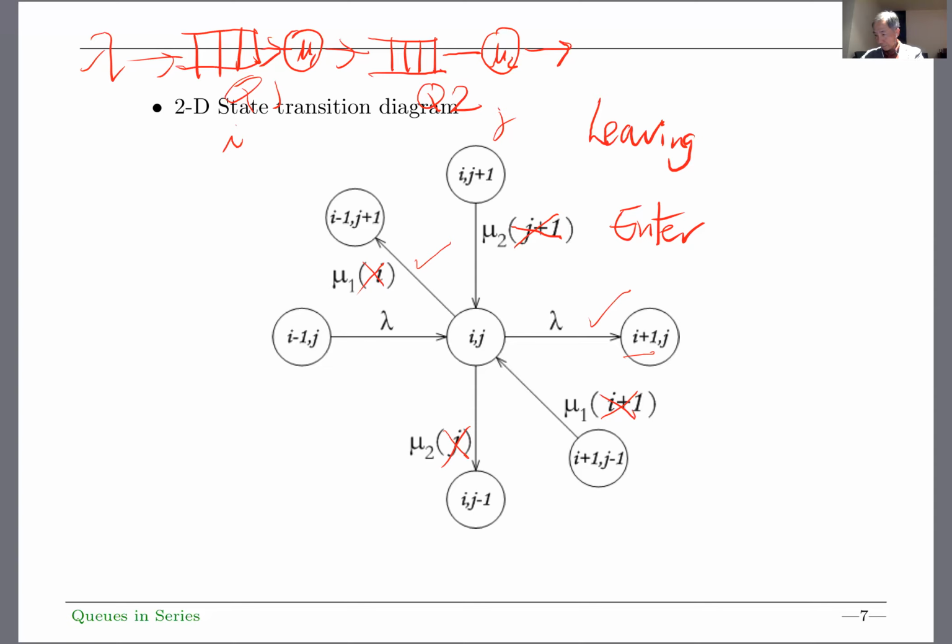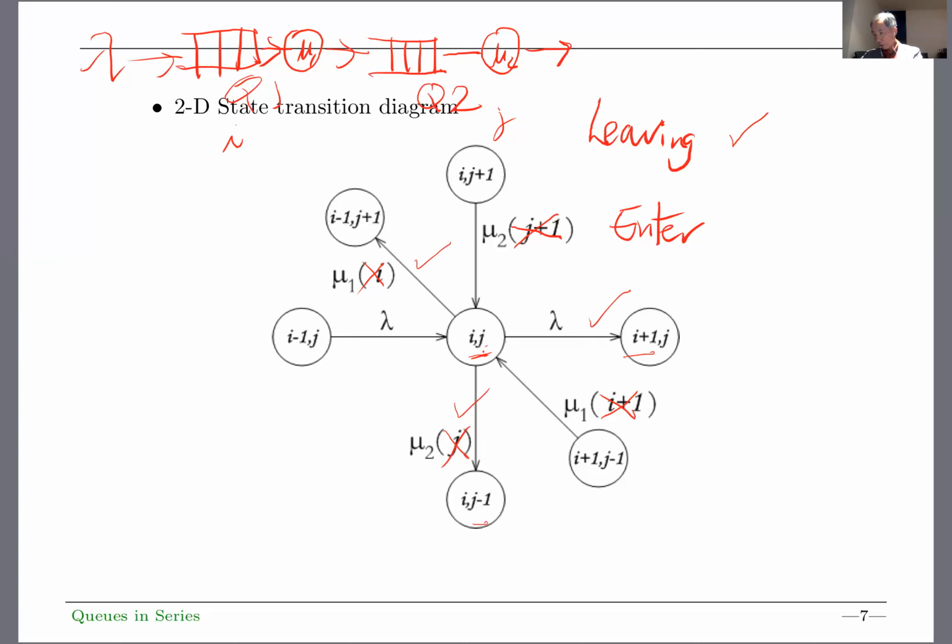And when that happens, you have a departure. So when you're in IJ, there's a departure from the first Q, then you have one more in the second Q. Okay, that's leaving. And which other one is leaving IJ? Is this one here. Okay, so you have state IJ, and then you have a departure from the second Q. So that becomes J minus 1.